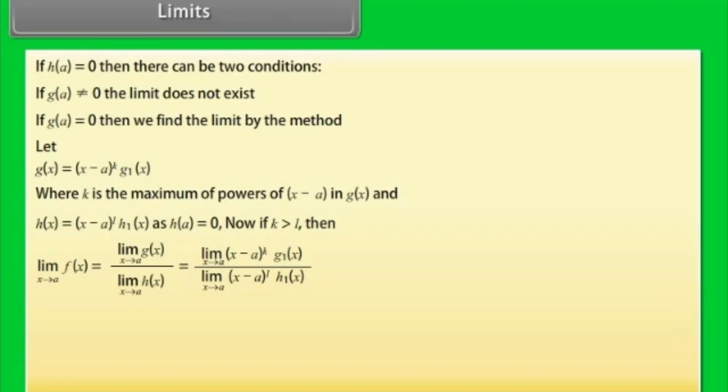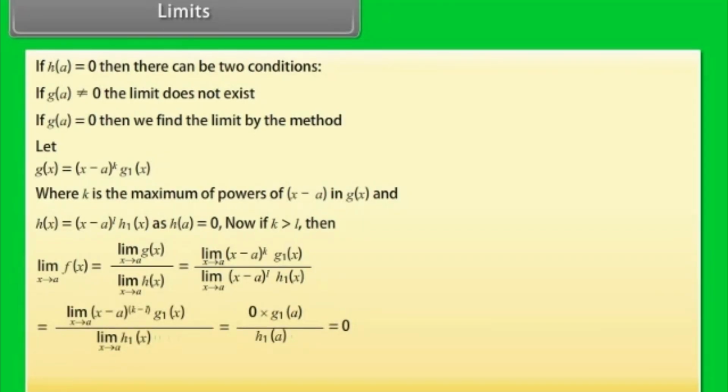is equal to limit x tends to a of g(x) by limit x tends to a of h(x), which is equal to limit x tends to a of (x − a)^k · g1(x) by limit x tends to a of (x − a)^l · h1(x), which is equal to limit x tends to a of (x − a)^(k − l) · g1(x) by limit x tends to a of h1(x), which is equal to 0 into g1(a) by h1(a), which is equal to 0. If k is less than l, the limit is not defined.